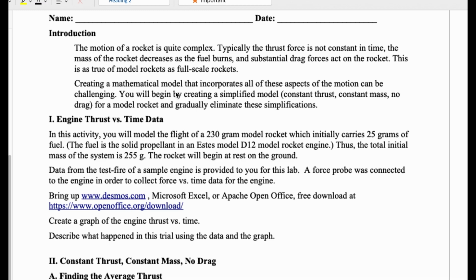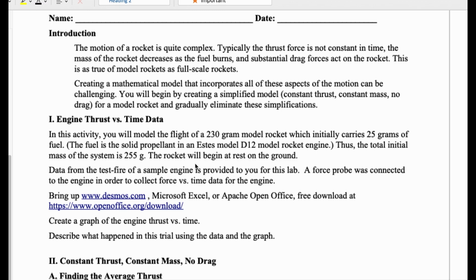We're going to create a mathematical model that incorporates all these aspects of the motion that could all be changing at the same time. We'll start with a very simplified model of just constant thrust, constant mass, and no drag. And then we'll gradually eliminate these simplifications, arriving at a much more complex and realistic model.